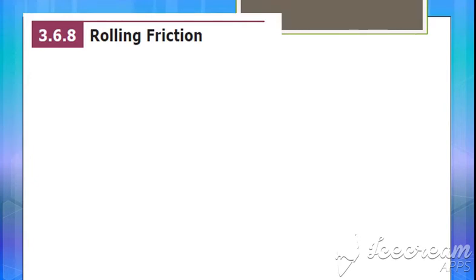Good morning, students. The next topic we are going to see is about rolling friction. Already we have seen the types of friction such as static friction and kinetic friction. What is static friction? Which is not moving. Kinetic friction is which is moving. Now we are going to see the next term, which is rolling friction.